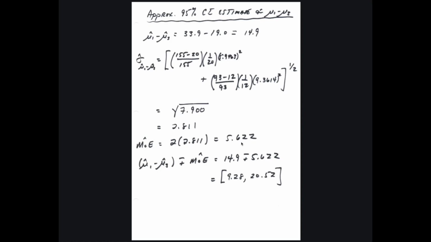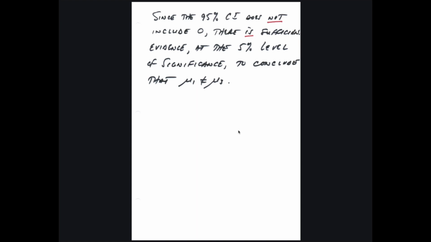Then finally, we can compute the approximate 95% confidence interval estimate for mu 1 minus mu 3, and we see that this interval does not contain 0. We're approximately 95% confident that mu 1 minus mu 3 is somewhere between 9.28 hours and 20.52 hours. Since the 95% confidence interval estimate does not include 0, there is sufficient evidence at the 0.05 level of significance to conclude that mu 1 is not equal to mu 3.